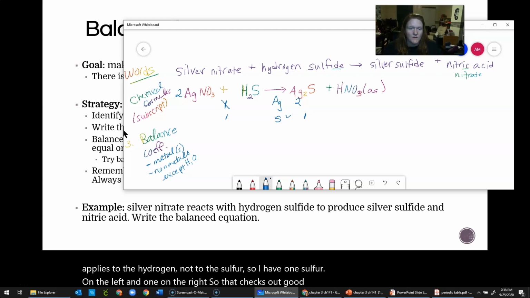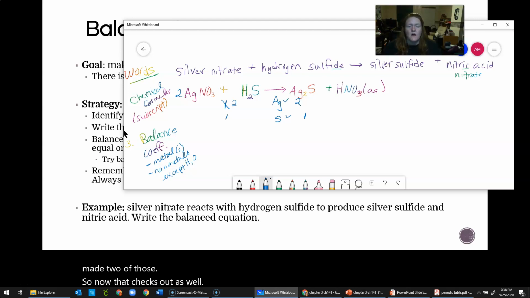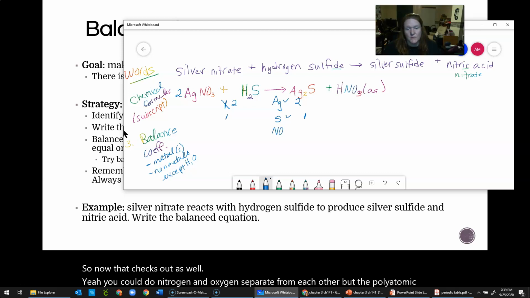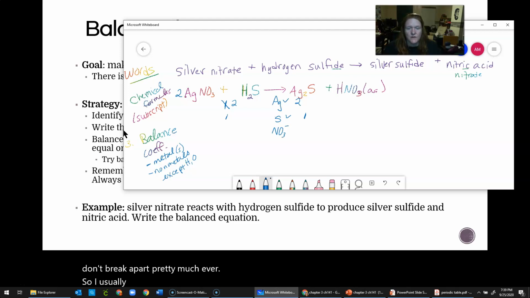Oh, and I forgot to update this. I made 2 of those. So now that checks out as well. You could do nitrogen and oxygen separate from each other, but the polyatomics don't break apart pretty much ever. So I usually save myself a little bit of effort and just keep it together and do nitrate.